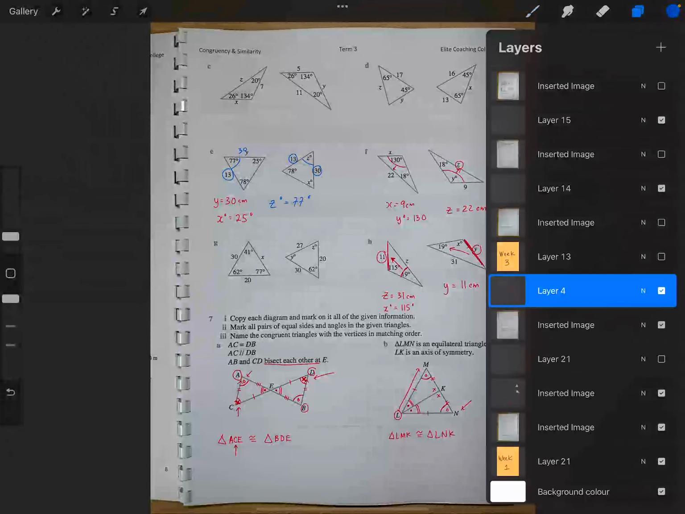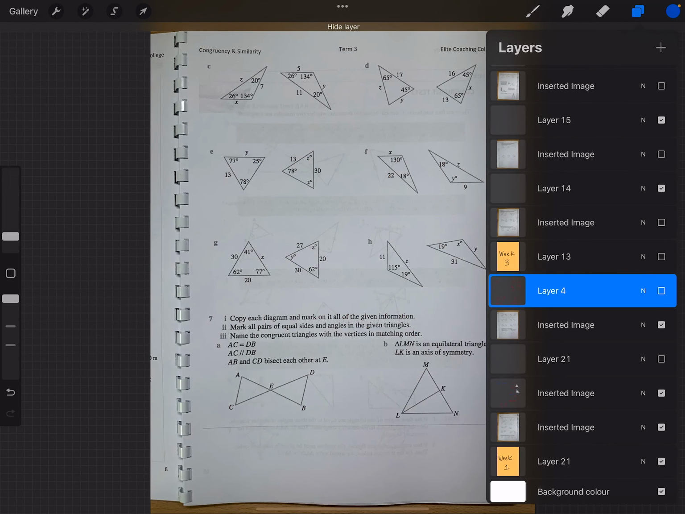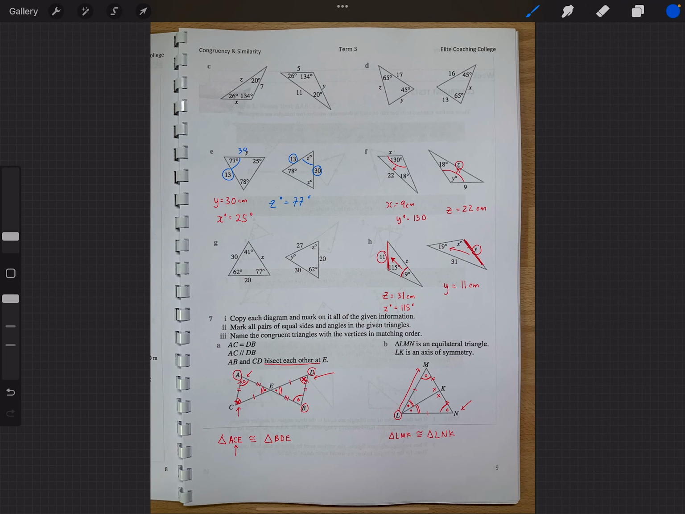Okay, I think that's it. Wait, let me just double check. Yeah, okay. Not a lot of homework, just 2 pages. So there we go. Hope that helps.